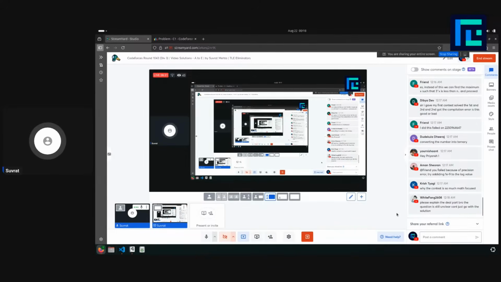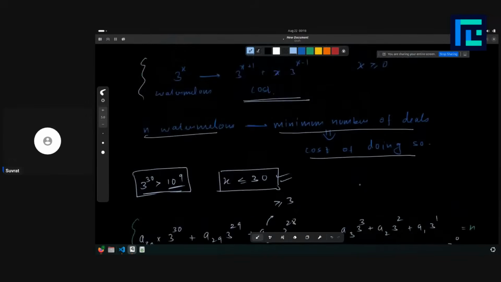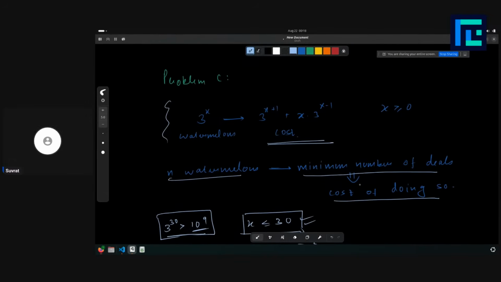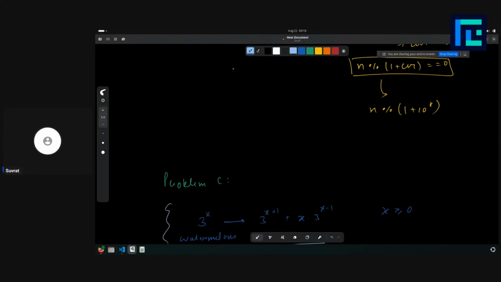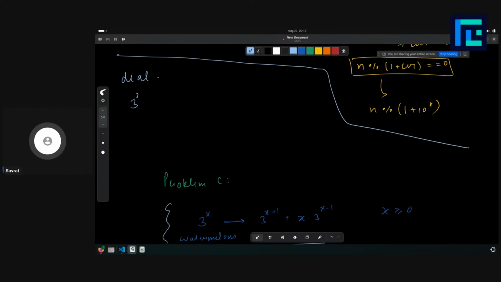Please explain the deal part, bro. The question is still unclear. Can't just go with the solution. Okay, so basically, deal means one transaction where the buyer buys 3 to the power x watermelons and pays 3 to the power x plus 1 plus x into 3 to the power x minus 1 points for that. This is one deal.